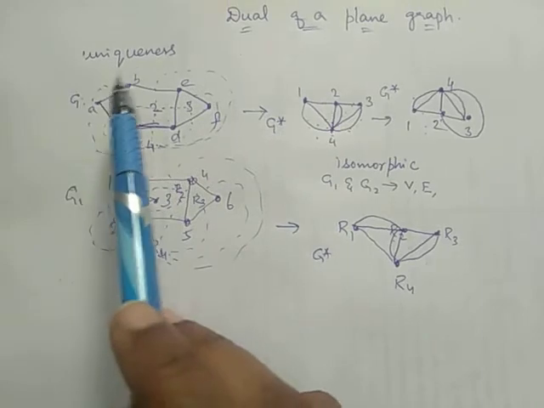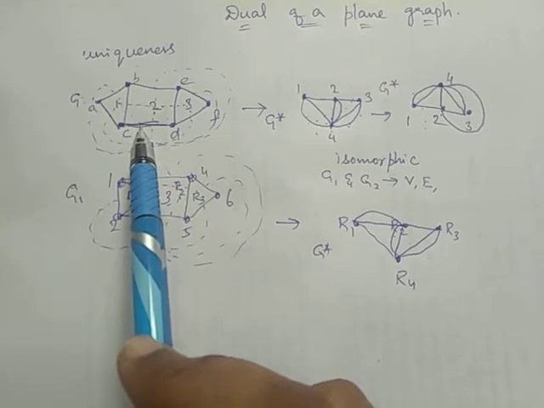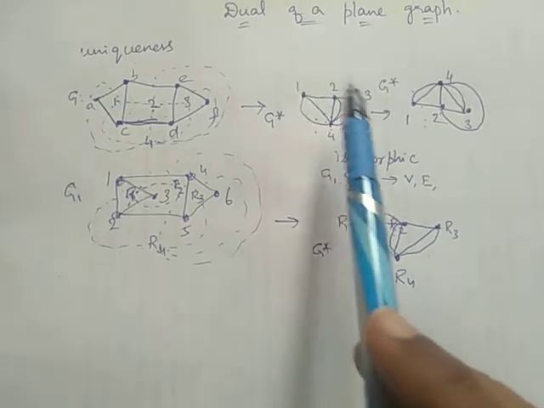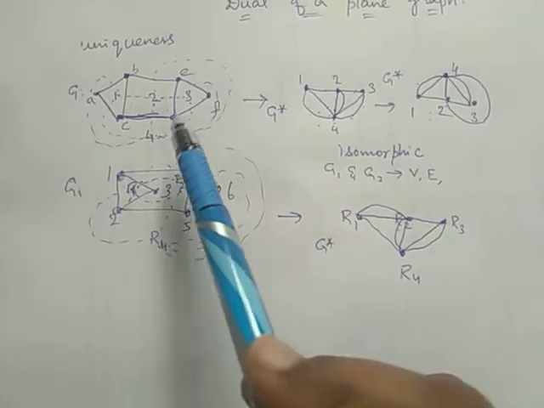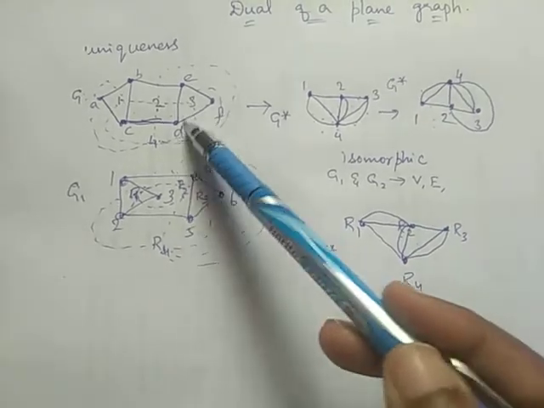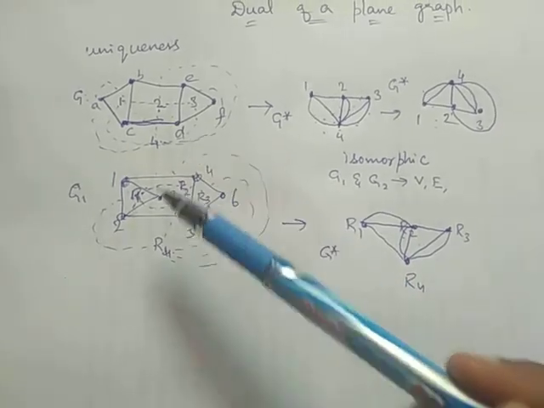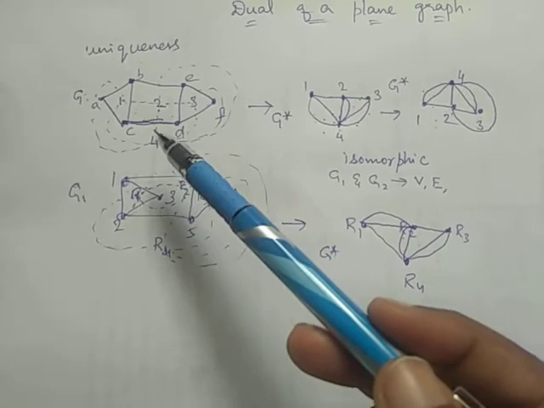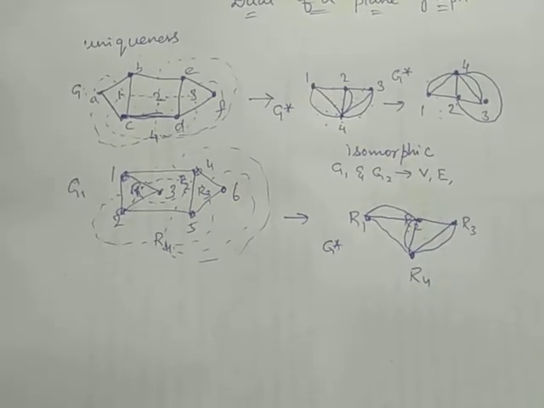So what is the uniqueness of the dual of a planar graph? If we draw a dual of a planar graph, we get a geometric dual. Any graph isomorphic to G star is also a dual of G. But when we have two isomorphic graphs G and G1, their duals need not be isomorphic to each other.